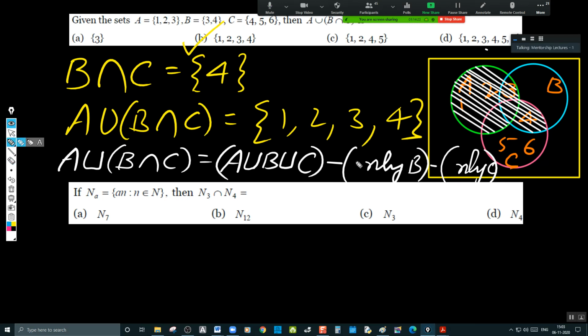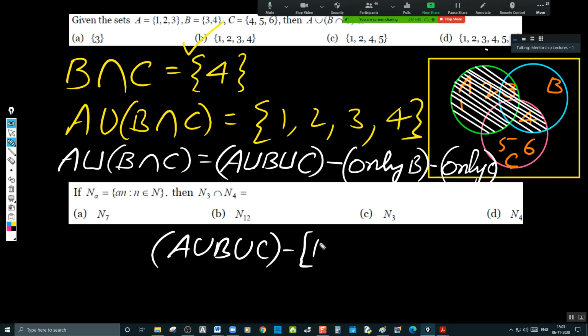Let me write it as O. But how to write only B in the set notations? A union B union C minus, how to write only B? B minus A intersection B minus B intersection C. This is what gives only B.